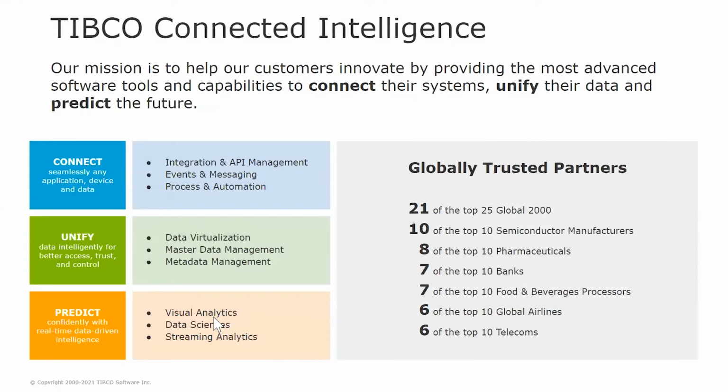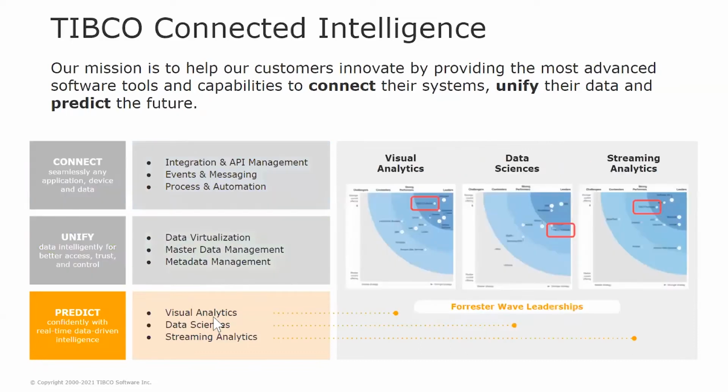So just to give you a little context before diving into 11.4. As you probably know, TIBCO's product portfolio is based on 3 pillars: connect, unify, and predict. And if we focus on the predict pillar, it has capabilities around visual analytics, data science, and streaming analytics. You will see from this slide that TIBCO provides market-leading technologies for every single kind of analytics. What you see here is from a Forrester report called Forrester Waves. And if we look closely, we can see that TIBCO is actually the only vendor that is a leader in all 3 analytics areas.